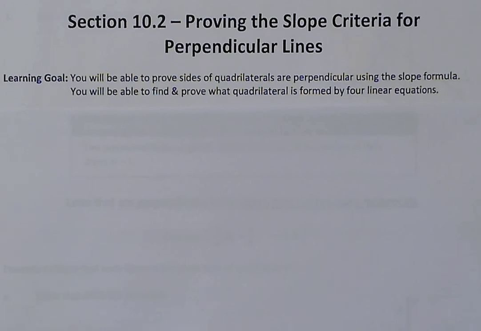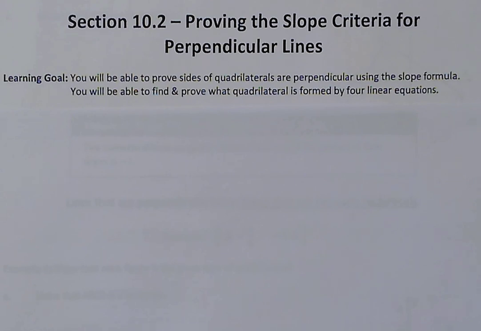For today's lesson, we're going to be taking a look at section 10.2, which is going to deal with proving the slope criteria for perpendicular lines. So yesterday for 10.1, we took a look at the slope criteria for parallel lines, and that the slope of parallel lines have to be the same. Today, we're going to take a look back at perpendicular lines, and that criteria for the slope of perpendicular lines is going to help us answer our two learning goals for today.